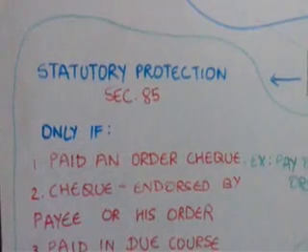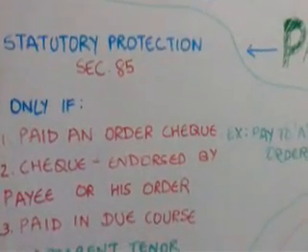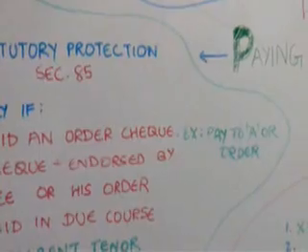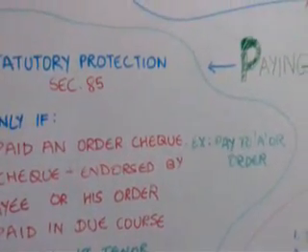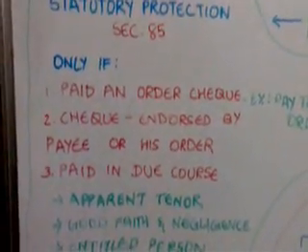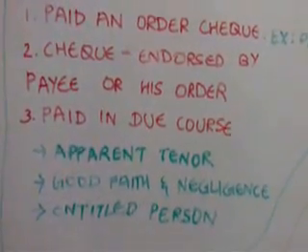Now statutory protection is extended to the paying banker only if the following conditions are satisfied. They are paid an order check. An order check is a check in which it is written pay to A, X, or any person, or order. Then the check should be endorsed by the payee or his order. The check has to be paid in due course.